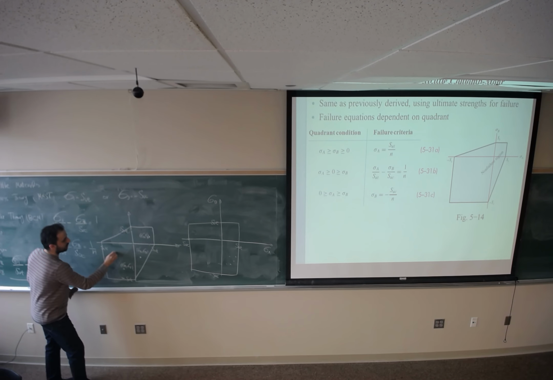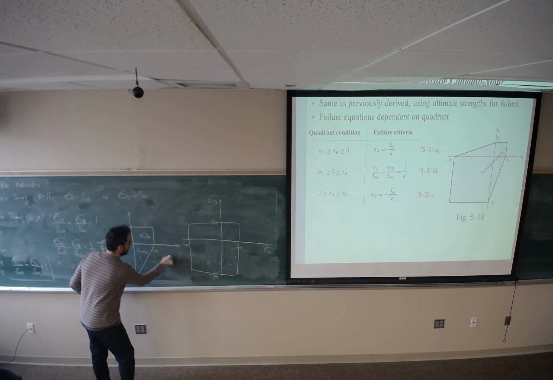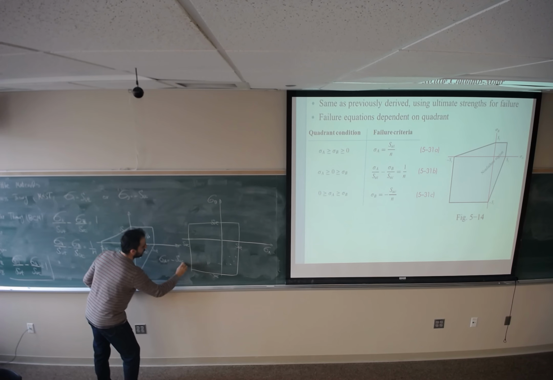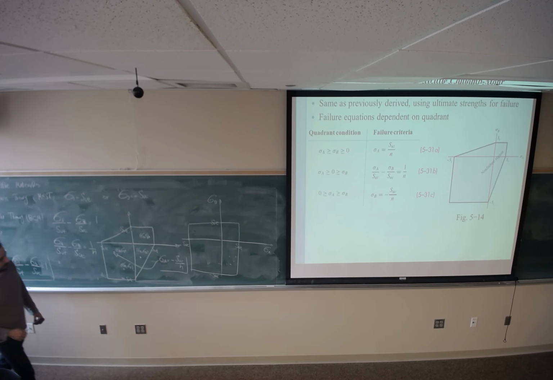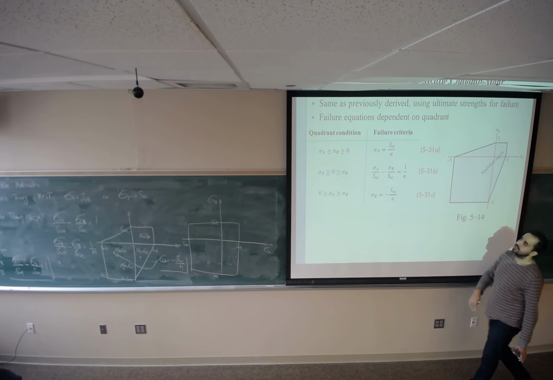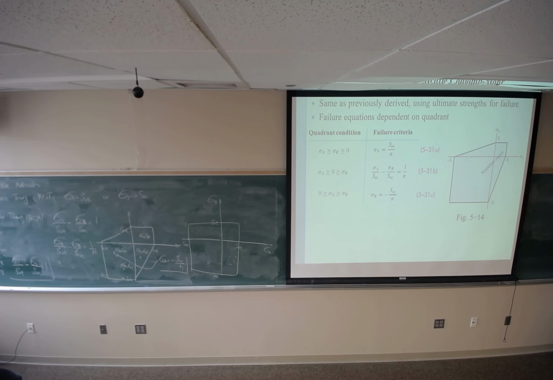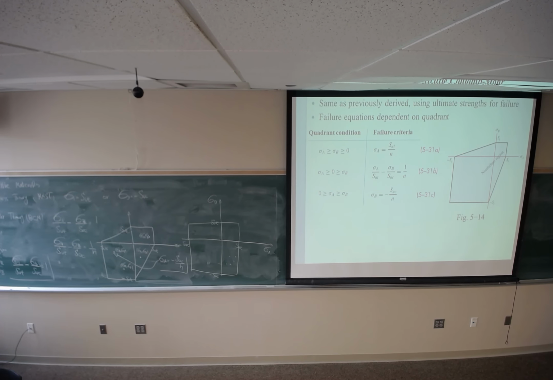If your point is here, then sigma A would be negative S_UC divided by N, if this is the case. And for quadrant 2, you should revise this equation slightly by switching sigma A and sigma B. Any questions so far? So this is number 2.